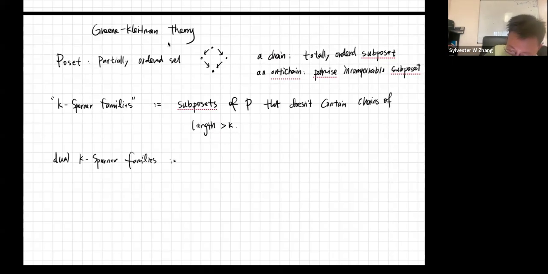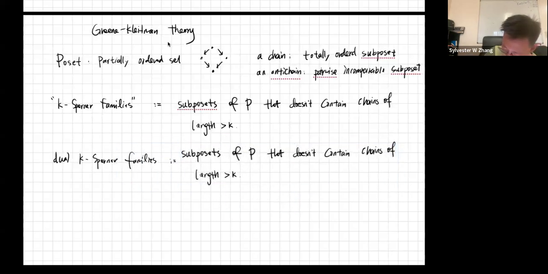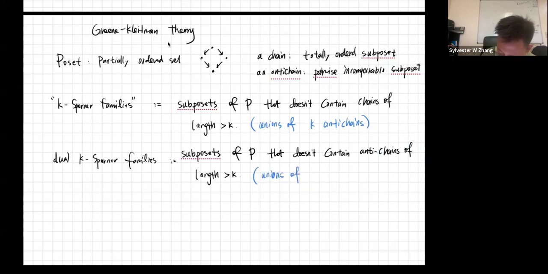To be subposets of P that don't contain anti-chains of length more than K. And as I said before, you can loosely think of K-Sperner families as unions of K anti-chains, and dual K-Sperner families as unions of K chains. Any questions?